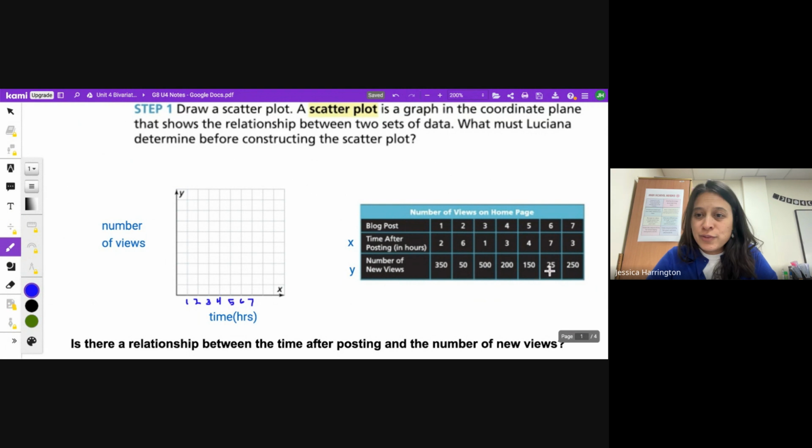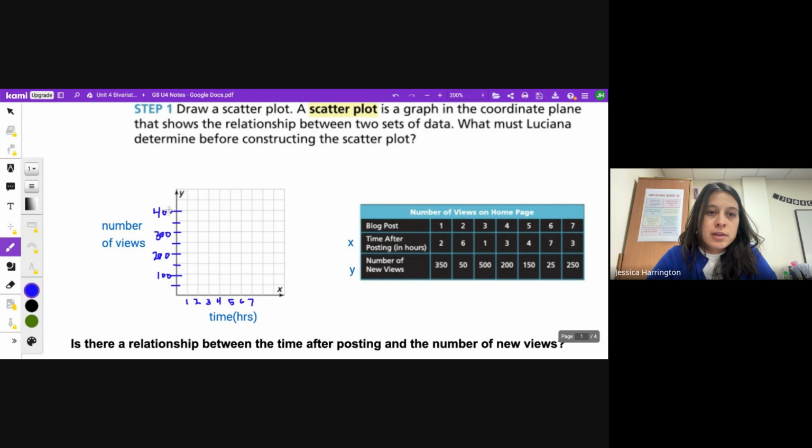And then for number of views, my smallest number is 50. Nope, my smallest number is 25. And my biggest number is 500. So what if we just went by 50s? So here's 50. Then this would be 100. I'm just going to skip writing every 50 to save some time, but you can write it if you want, right? So that'd be 150, then 200. This would be 250, then 300. This would be 350, then 400.